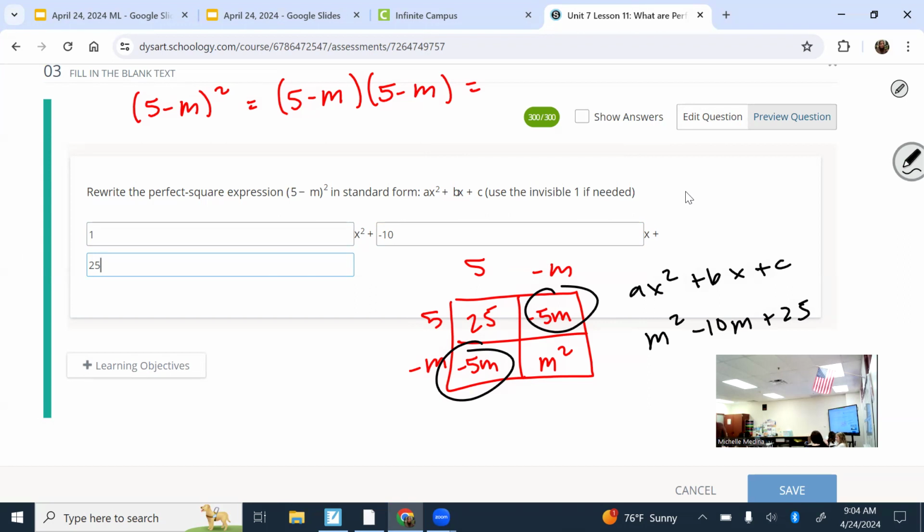Questions on this one? Questions on any other?